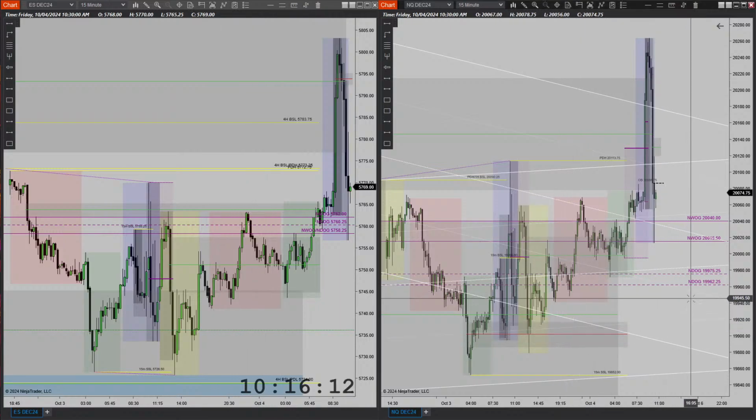But yeah, that's pretty much it for today. It looks like it's happening now. So I want to see that order block get rejected. But yeah, that's pretty much it.